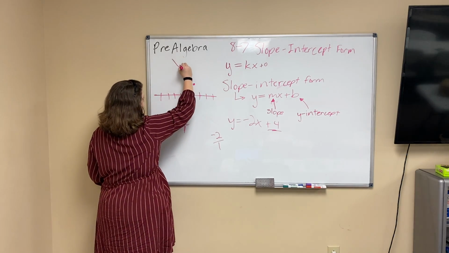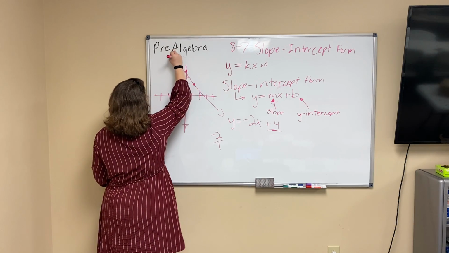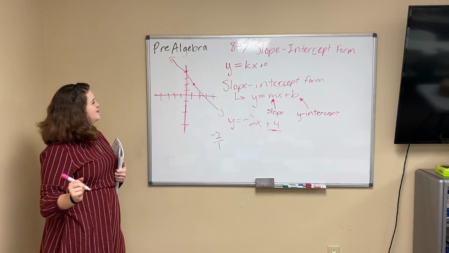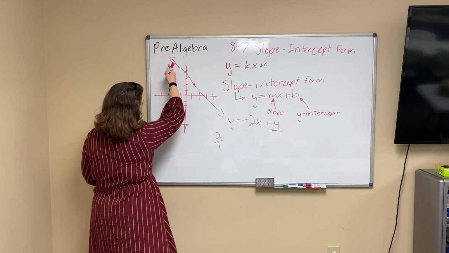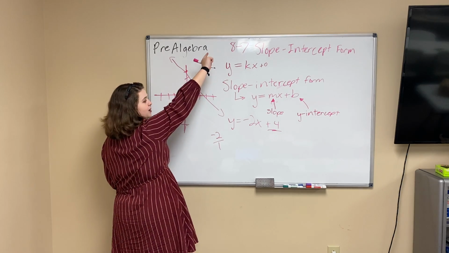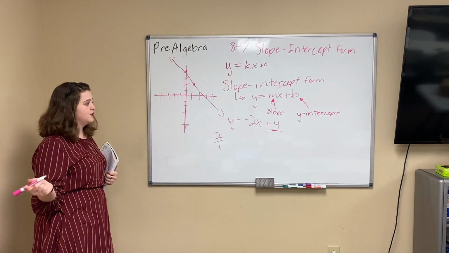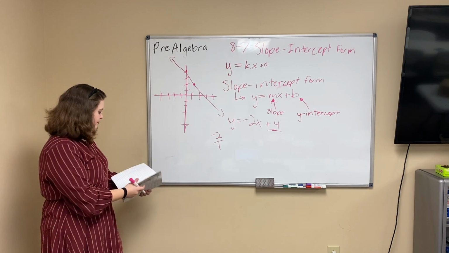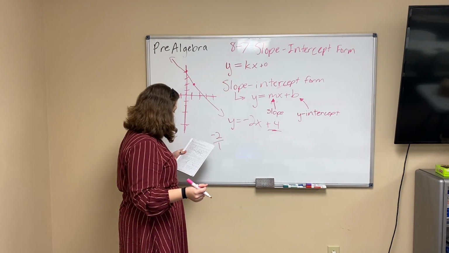So our line looks like this. Well, I kind of missed. That's okay. So notice when you have a negative slope, your line is going to be going down. When we had a positive slope, our line went up. That's one way to check and see if you're doing it right. And that's it.